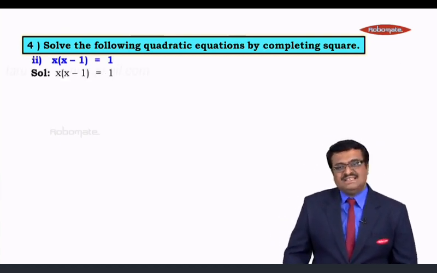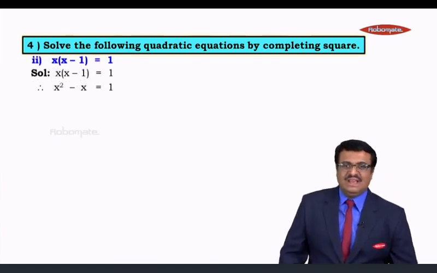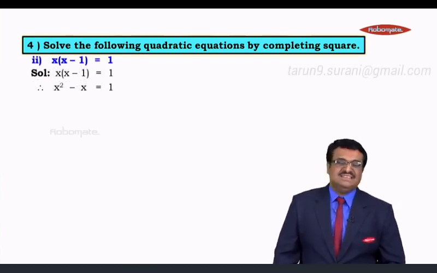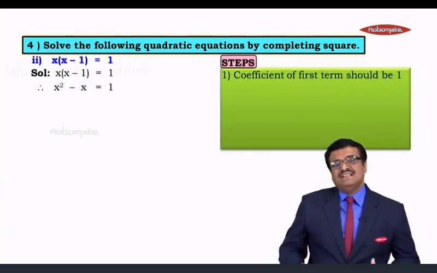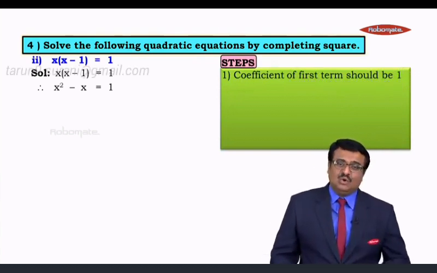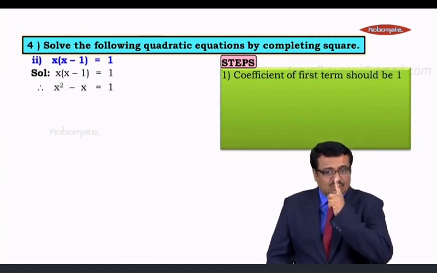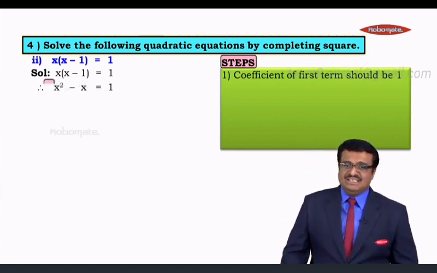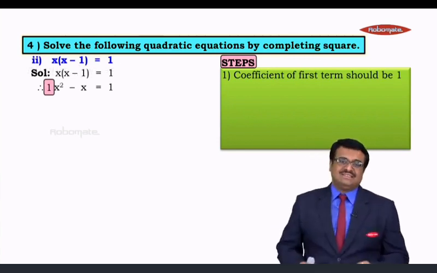Now this equation x into x minus 1 is equal to 1. The first step, let us open the brackets. So we get x square minus x is equal to 1. Now the steps for completing the square. The first step, the coefficient of the square term should be 1. Square term means x square. Coefficient of x square should be 1. Is it 1? Yes, nothing is there means it is 1. So first step is ready-made, done for us.